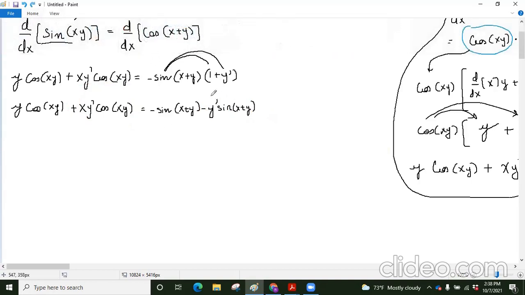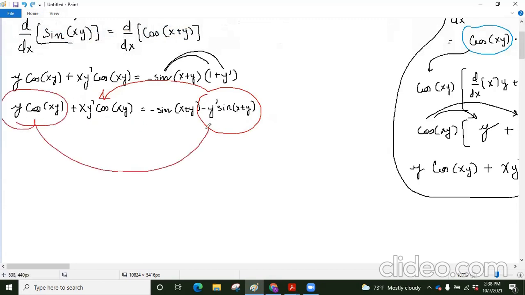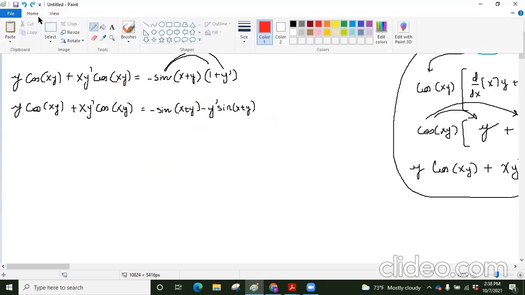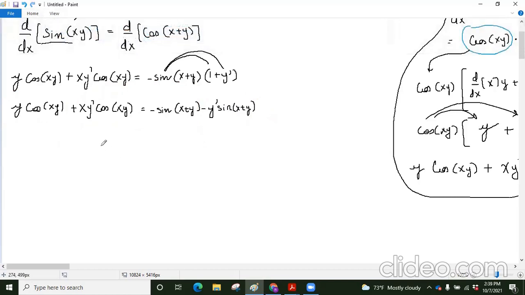So what we're going to do is bring this to this side, which would mean we would have to add y prime sine of x plus y to this side. And then we're going to subtract this to get this to that side. So what that would look like, in essence, is something like this. So we're taking this to the other side, correct? So we're just going to have x y prime cosine of xy. We're going to have that on this side.